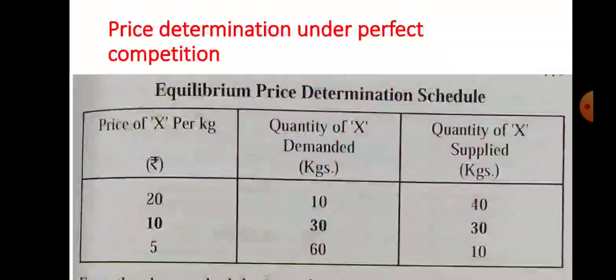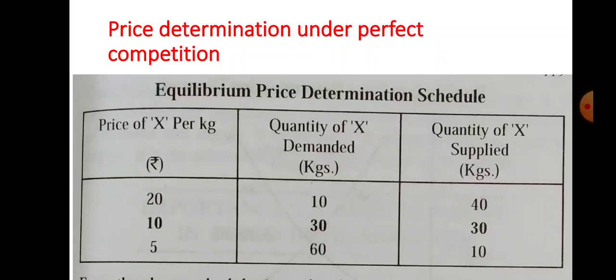Now let us see a very important topic in this chapter, price determination under perfect competition. All of you know what perfect competition is. What is the definition of perfect competition? Perfect competition is that form of market where a large number of buyers and sellers come in close contact, and there is free entry and exit of firms and there is homogeneity of product. Okay, that is perfect competition. Let us explain price determination under perfect competition.